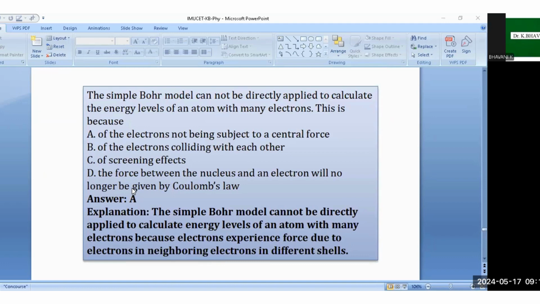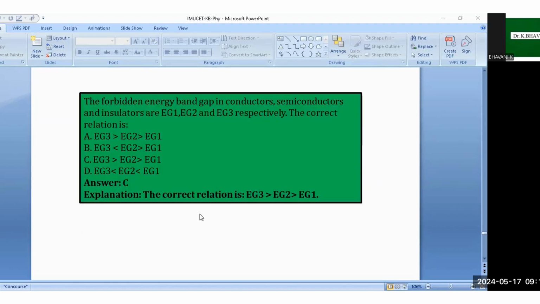And next, the simple Bohr model cannot be directly applied to calculate the energy levels of an atom with many electrons. This is because the electrons are not subject to a central force. And next, the forbidden energy gaps in conductors, semiconductors, and insulators are Eg1, Eg2, and Eg3 respectively. So this is the correct explanation. The answer is C, Eg3, Eg2, Eg1. Energy gap.